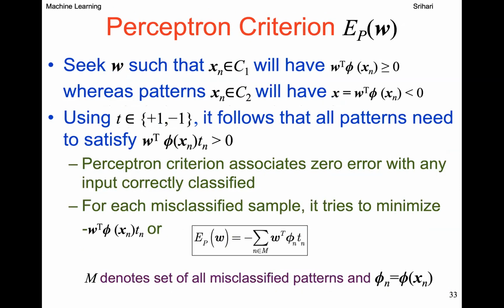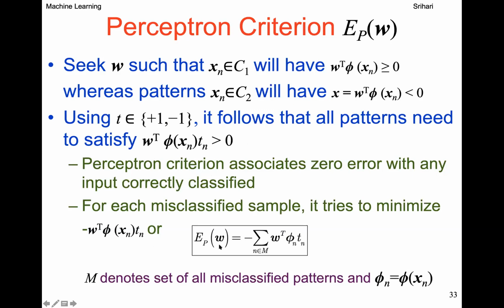And the perceptron criterion is: seek w such that for x n belonging to C1, we have w transpose phi of x n greater than or equal to zero. For x n belonging to C2, we'll have it less than zero. And using plus one, minus one for t, it follows that all of the inputs need to satisfy this quantity. We only have one inequality by having the plus one, minus one. That's the advantage we get. So perceptron criterion associates zero error with any correctly classified input. And for each misclassified sample, it tries to minimize this quantity.